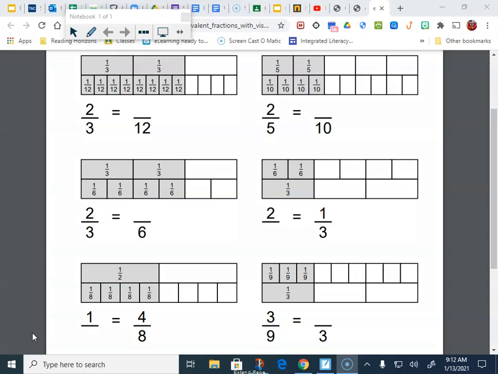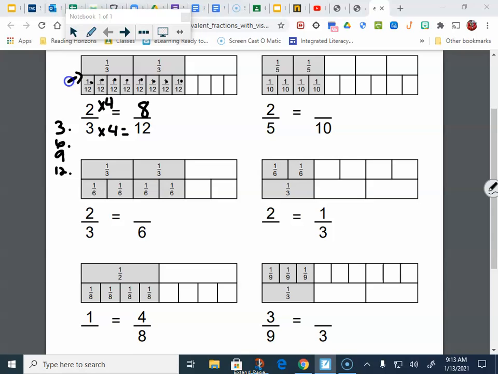For this first one, you don't even need to use this picture, but you can use it if you would like. I see that 2/3 equals something over 12. Well, I can think, what times 3 equals 12? So I can say 3, 6, 9, 12. 1, 2, 3, 4. 3 times 4 equals 12. So because I multiplied the bottom by 4, I have to multiply the top by 4, and I would write 8. Or I could look at the picture and go 1, 2, 3, 4, 5, 6, 7, 8.